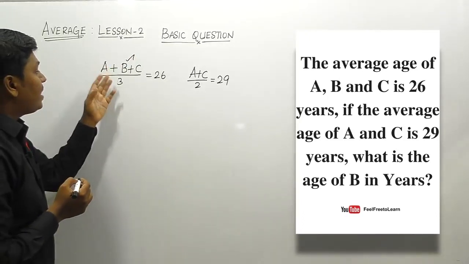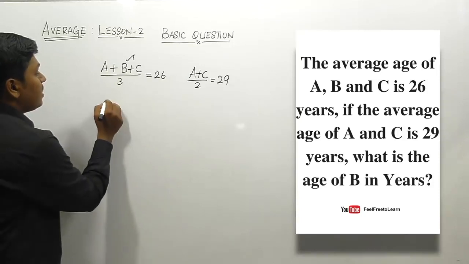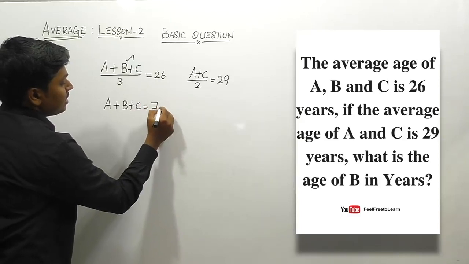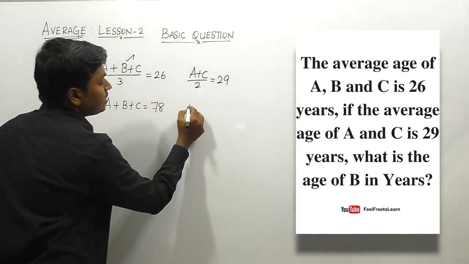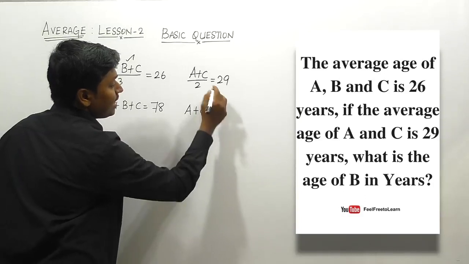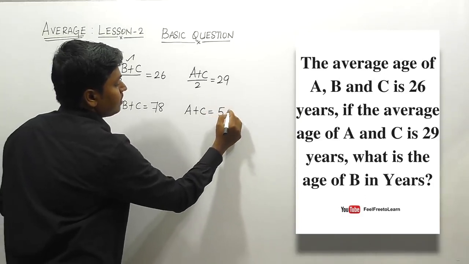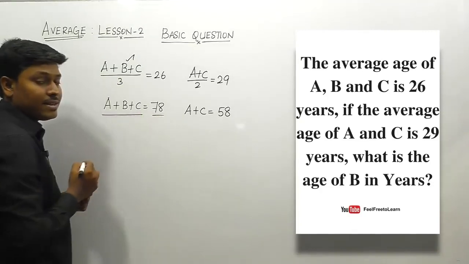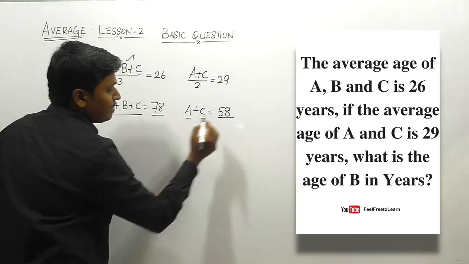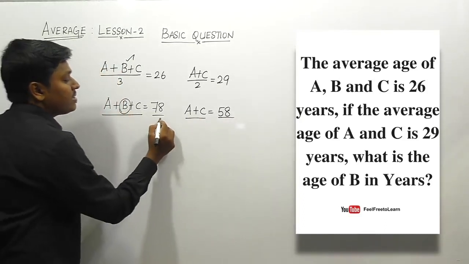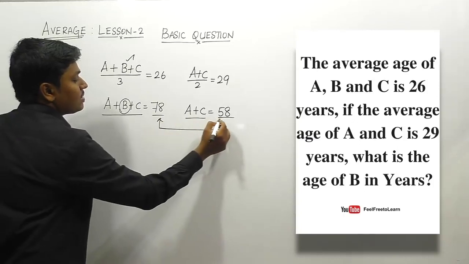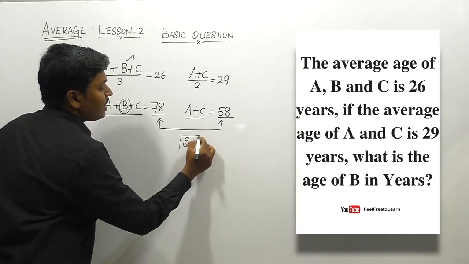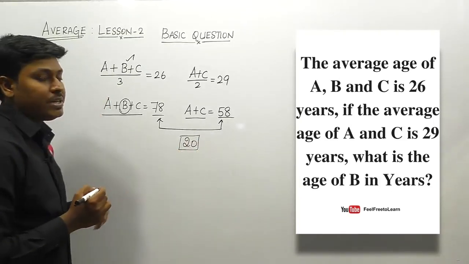Listen here friends, if the average age of 3 persons is 26, then the total age of 3 persons, that is A, B, C, will be 26 into 3, the resultant will be 78. Similarly, the total age of A and C will be 29 into 2, the resultant will be 58. Our target is to find the age of the person B. So when we subtract both the values, the resultant will be the age of B, right? So 78 minus 58, the resultant will be 20. So finally we can say that the age of the person B will be 20 years.